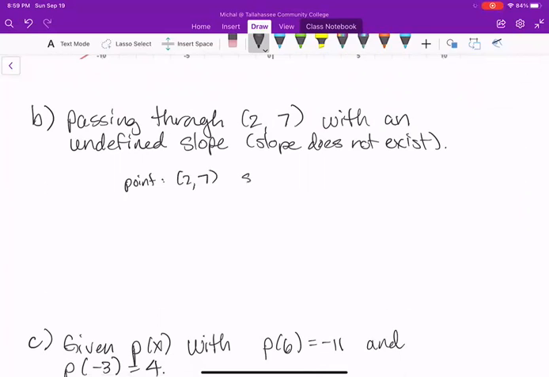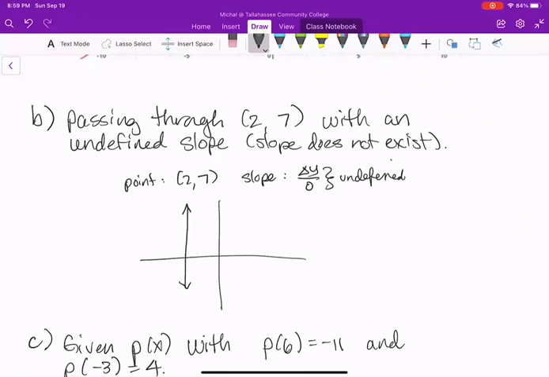However, we don't have to go through the whole process because when I know that my slope is undefined, it means that I have no run. If I have no horizontal change, then that means I'm dealing with a vertical line. And if I'm dealing with a vertical line and it has to pass through the point 2, 7, then it must be a line that passes through x equals 2.